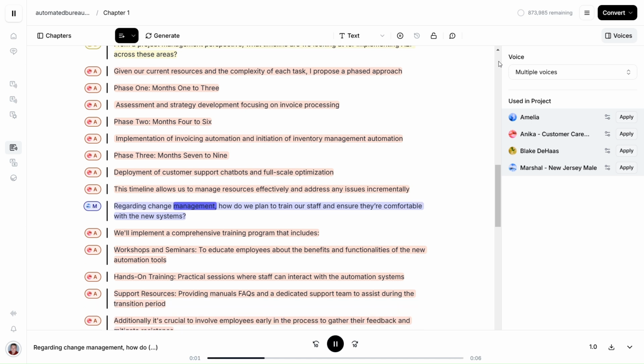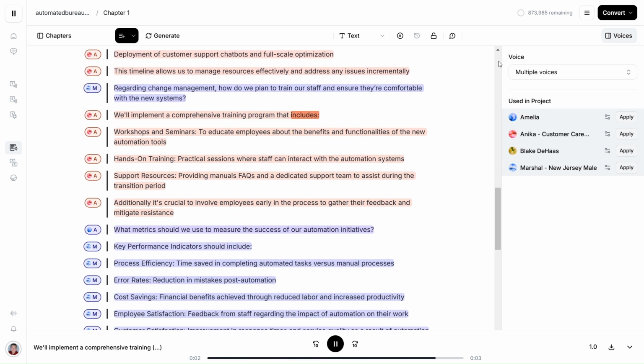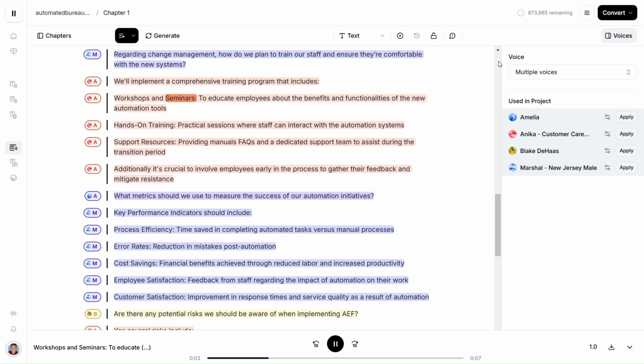Regarding change management, how do we plan to train our staff and ensure they're comfortable with the new systems? We'll implement a comprehensive training program that includes workshops and seminars to educate employees about the benefits and functionalities of the new automation tools. Hands-on training: practical sessions where staff can interact with the automation systems. Support resources: providing manuals, FAQs, and a dedicated support team to assist during the transition period. Additionally, it's crucial to involve employees early in the process to gather their feedback and mitigate resistance.